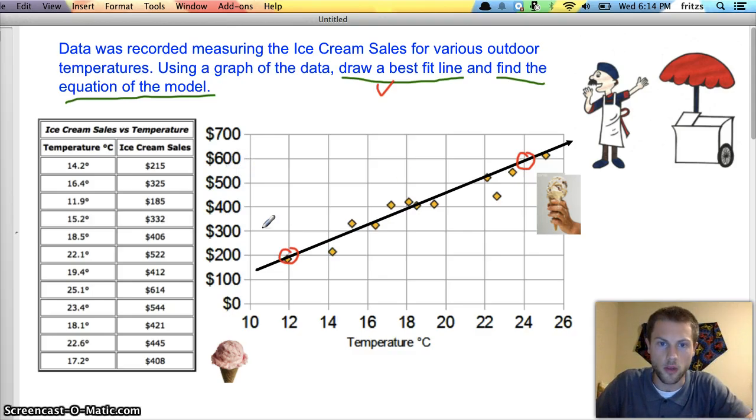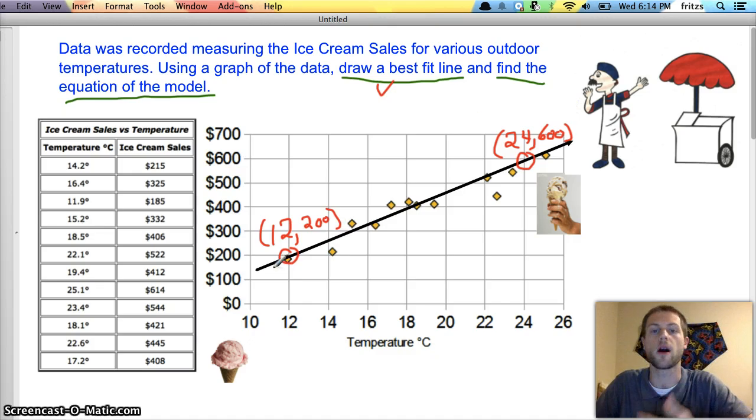So let's write these 2 points here. This one is going to be 12, 200. And this one over here is going to be 24, 600. So I want to find the equation of the model. The model is my best fit line. And to do that, I need to pick 2 points off the line. And now I want to find the equation of this line.